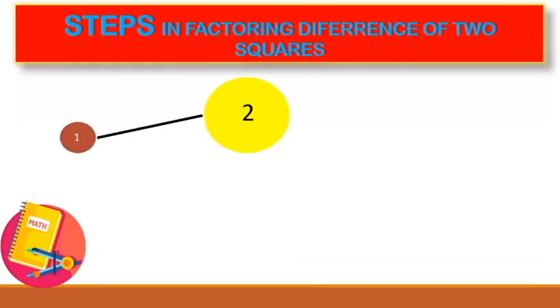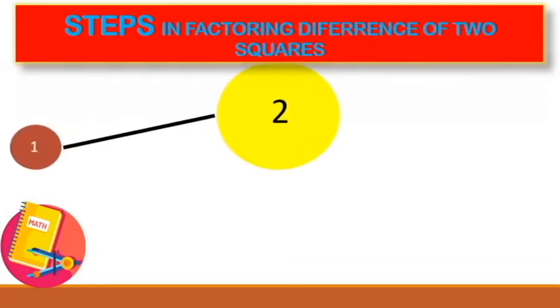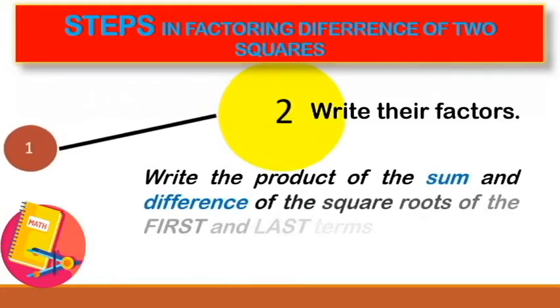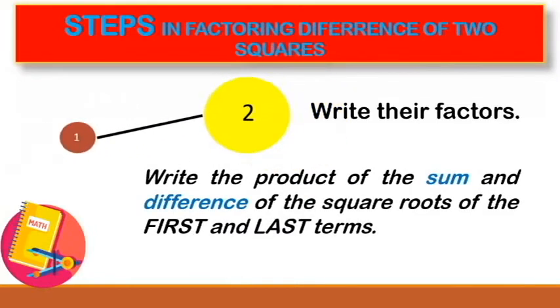Step number 2, we're going to write the factors. So, how are we going to write their factors? Write the product of the sum and difference of the square roots of the first and last terms.